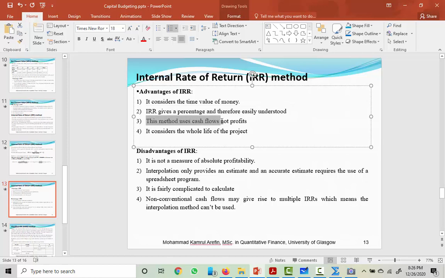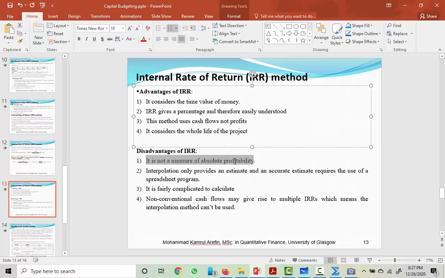This method uses cash flows, not profit, obviously, like the net present value method. This method also uses cash flows, not profit. It considers the whole life of the project. So, which means the internal rate of return method considers the whole life of the project, like NPV. Right, let's see what are the disadvantages of IRR.